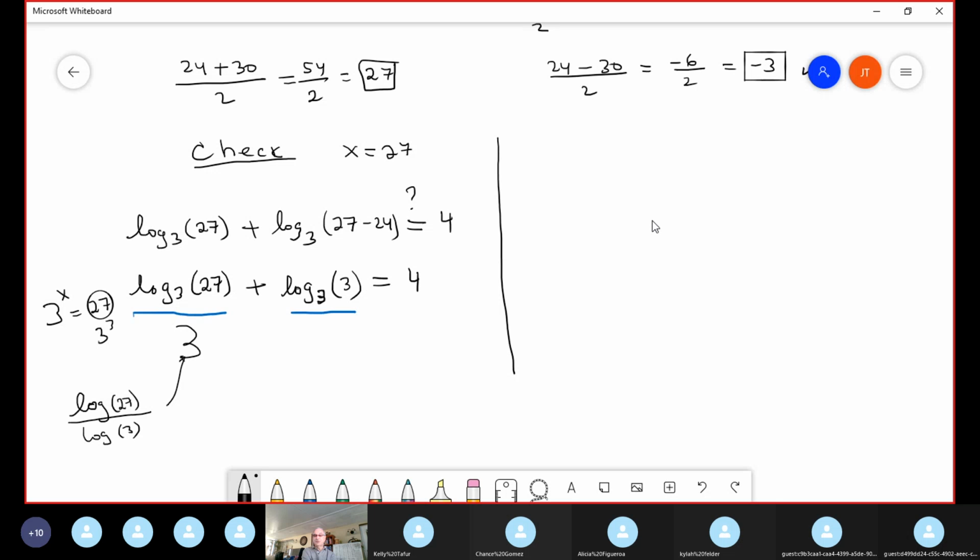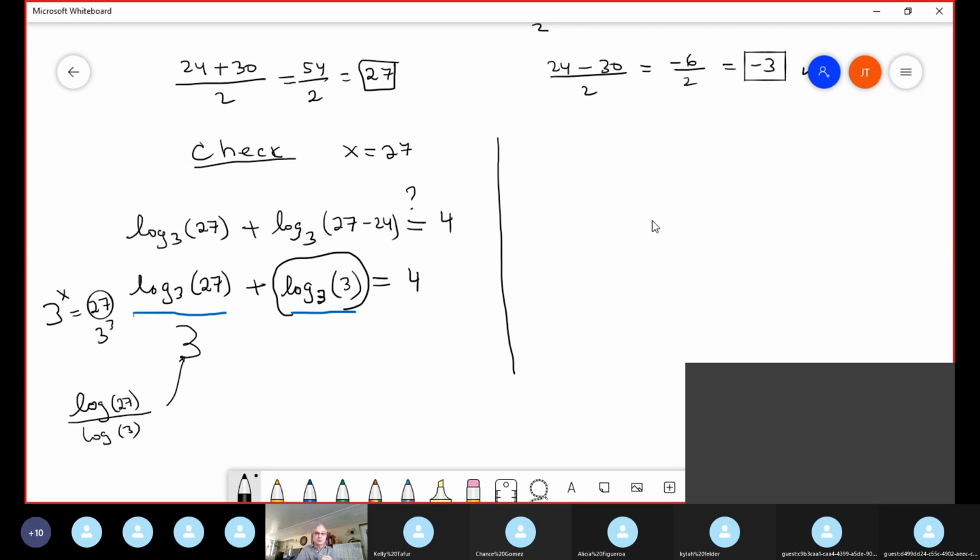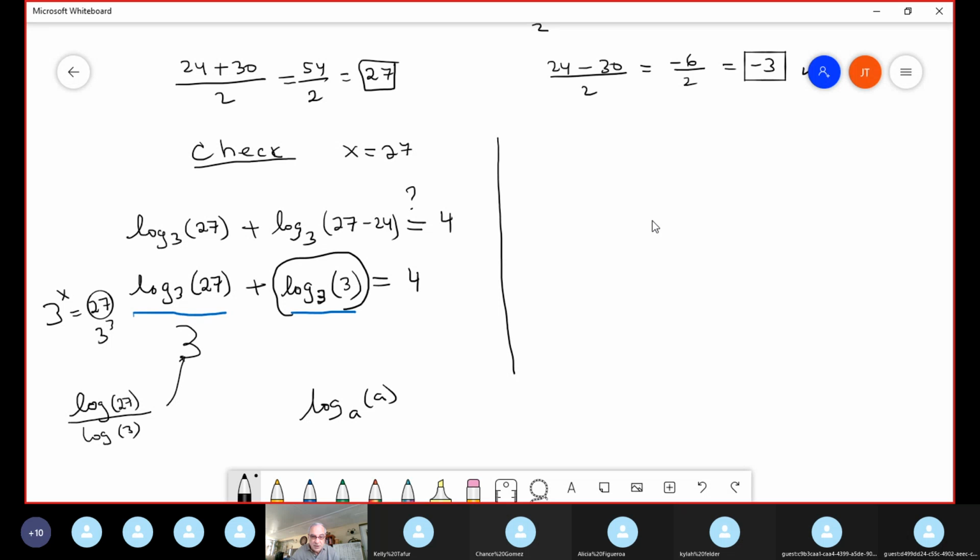What is logarithm base 3 of 3? Come on, help me. My question is, what is the value of this expression? 1. Yeah, 1. Remember, when the number inside the argument, inside the parenthesis, is equal to the base, the answer is always 1. The answer is 1, and 3 plus 1 is 4, right?